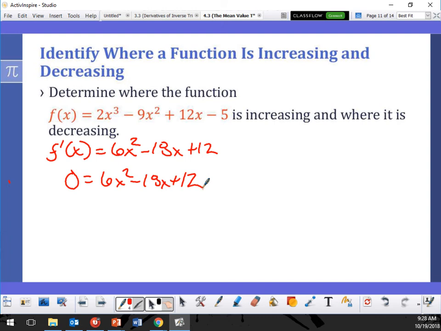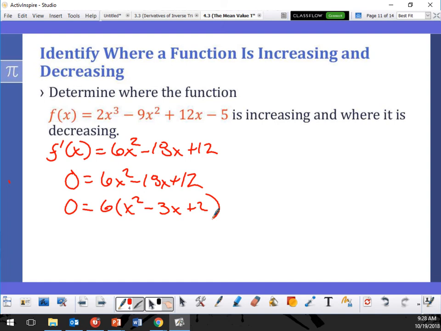Now, we have to do what with that now? Say factor. Factor. Take out a common factor of 6, right? Because I like reducing this. So it's going to be 6 quantity x squared minus 3x plus 2. So again with the signs, I get a positive over here and a negative here.